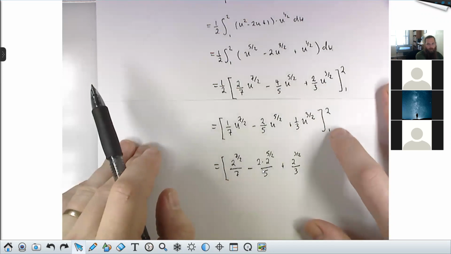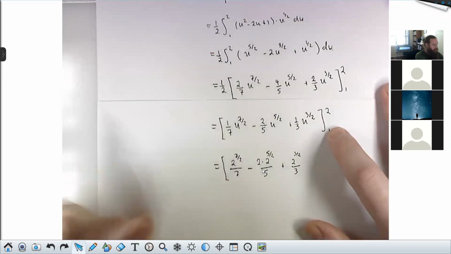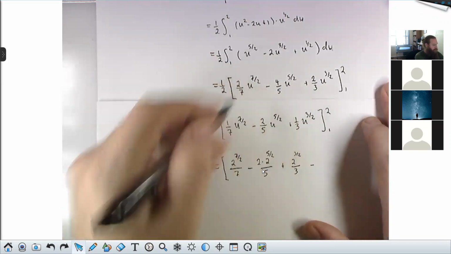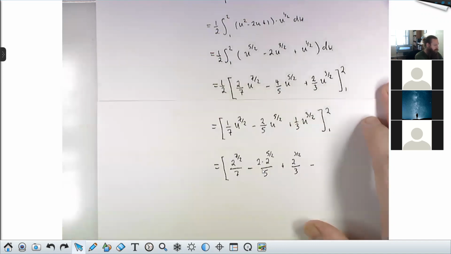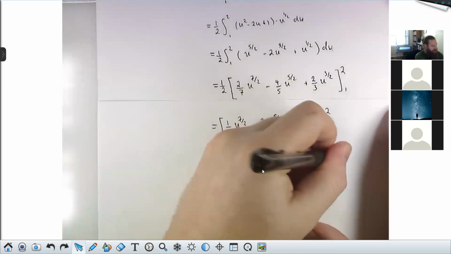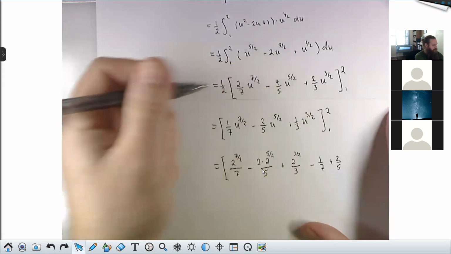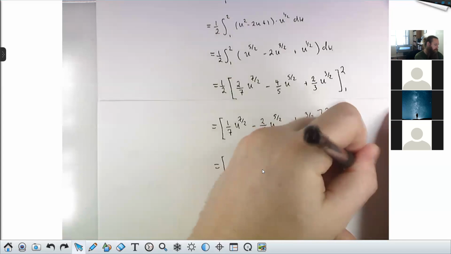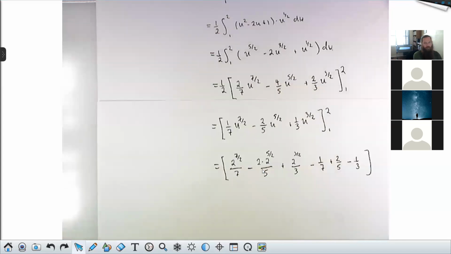And then I'll subtract what I get when I plug in my lower bound, so all the signs are going to flip. When you plug in 1, all of these u's are just 1. So this will be minus 1/7 plus 2/5 minus 1/3. And I would leave it here. You can combine some of these terms if you want, but I don't think it's really worth it. These first 2 terms can be combined pretty easily, and all 3 of these lingering terms can be combined pretty easily, but I would just leave it like it is.